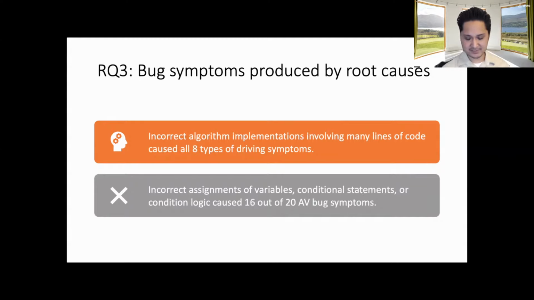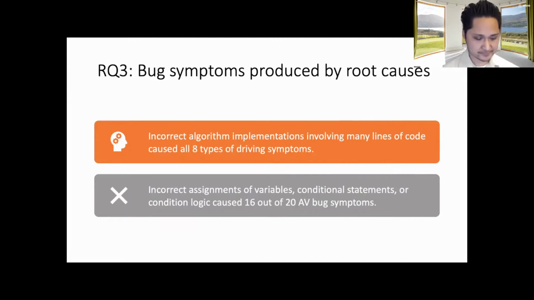For example, they have something to do with algorithms involving perception, localization, planning, and prediction. They often involve many lines of code, on average 100 lines of code or more, and they cause about 20% of AV bugs, or more specifically, 8 types of driving symptoms. These kinds of bugs are going to be difficult for existing bug localization and automatic program repair to handle. So this is an interesting open research problem that is highlighted by this finding.